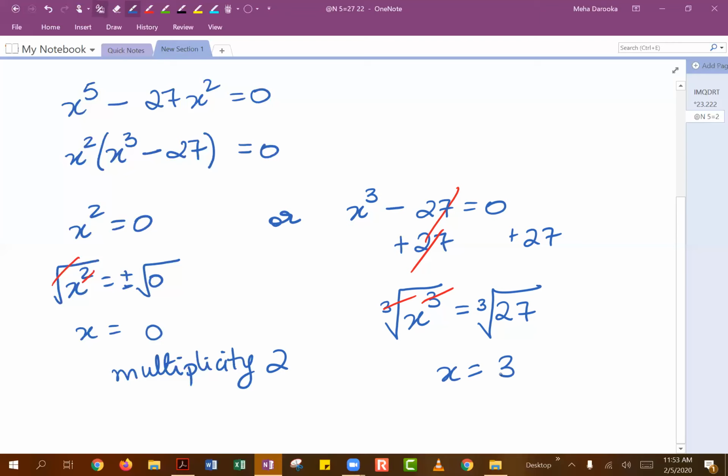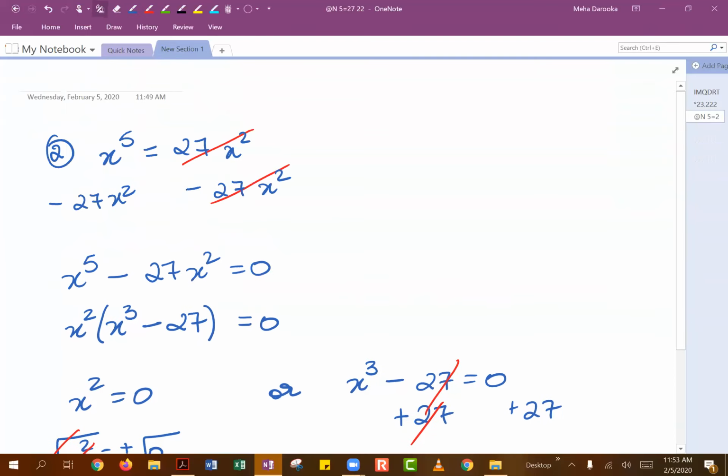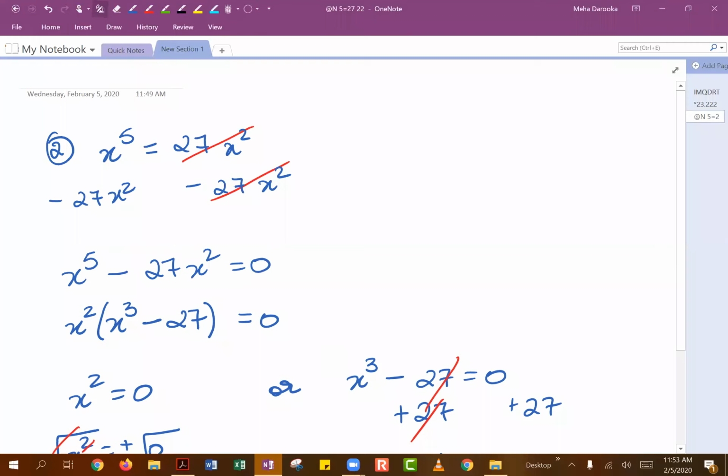And since this x equals 3 is coming from that x cubed term, that actually means it has a multiplicity of 3. So you've got x equals 0, which is twice. You've got x equals 3, which is occurring 3 times. So if you see, they add up to 5 answers, right? Which is what we should have since this was a 5th degree polynomial.